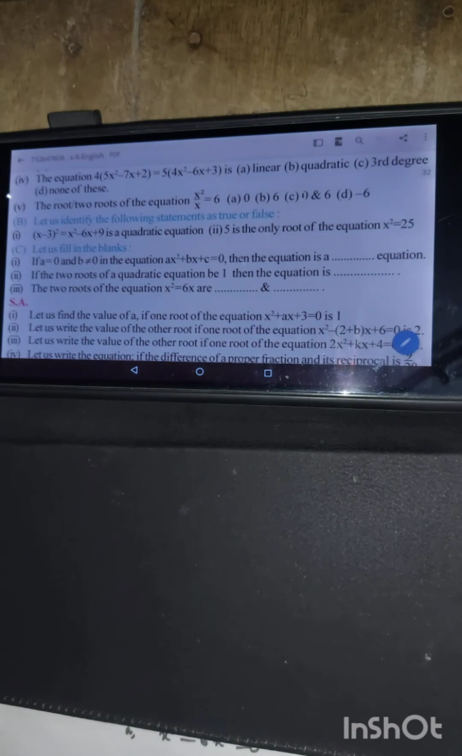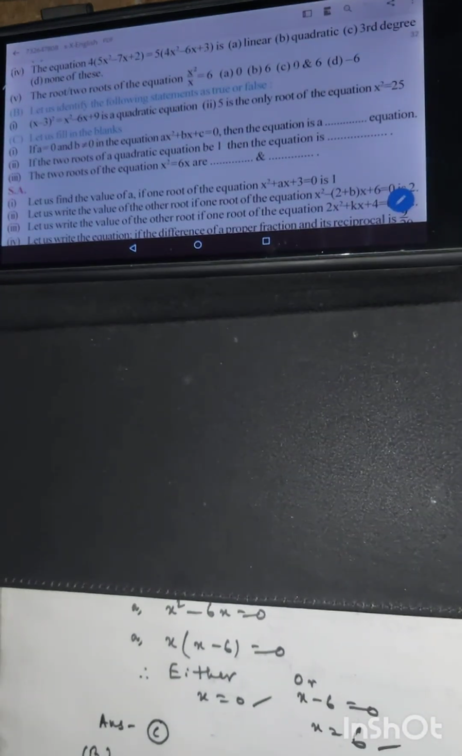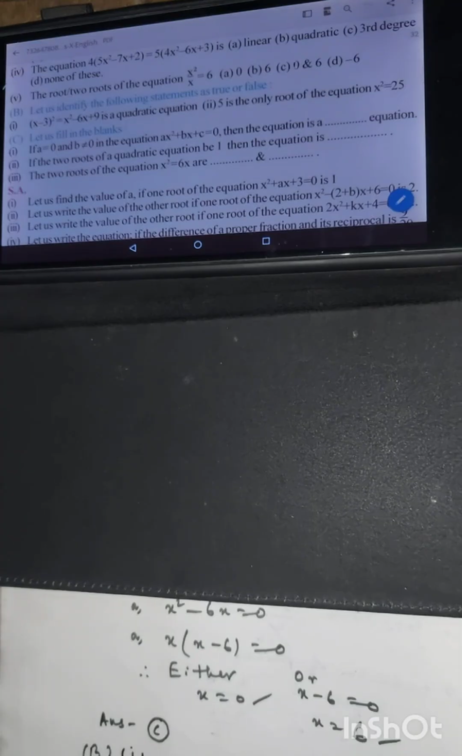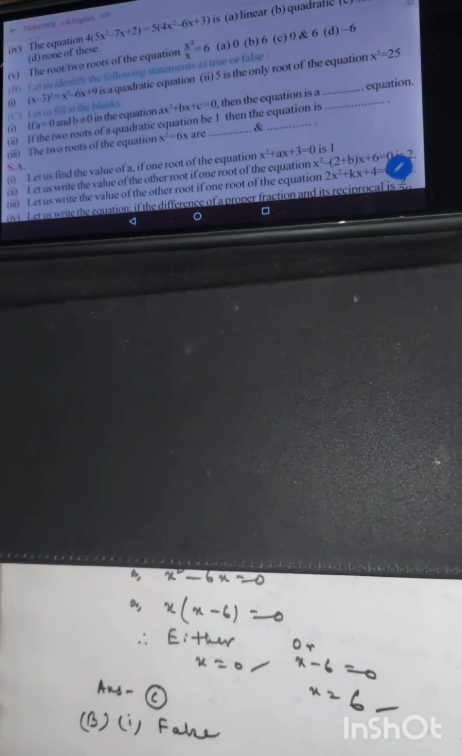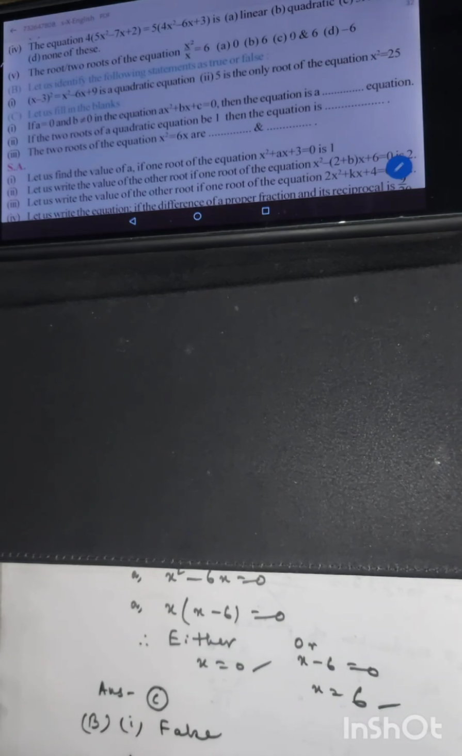Okay, identify the following statement. The first statement is not a quadratic equation, it is an identity. So B1 should be false. And B2, 5 is the only root of the equation x square equal to 25. No, this is also false.